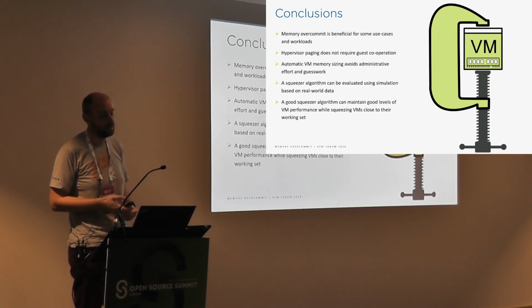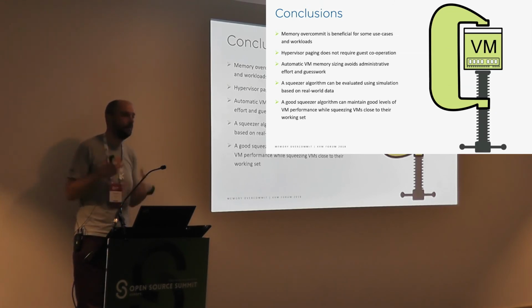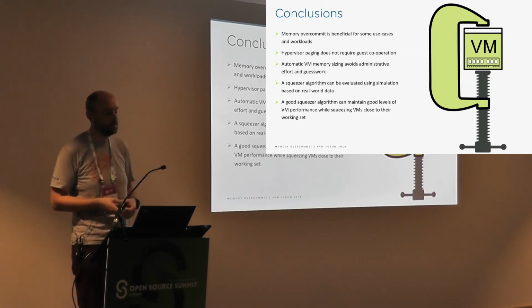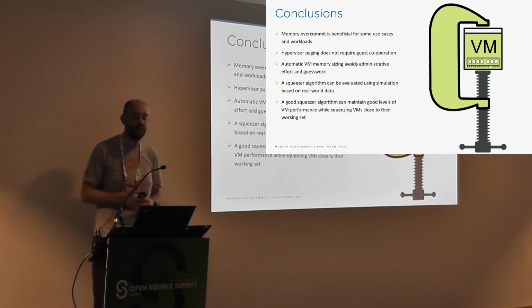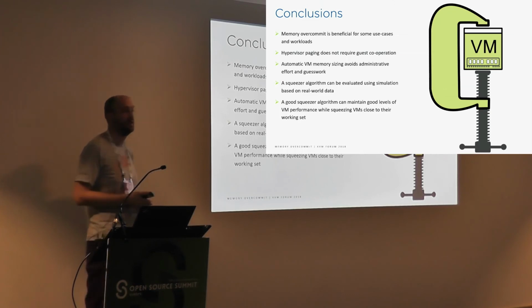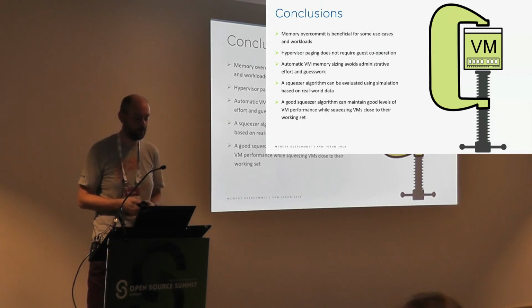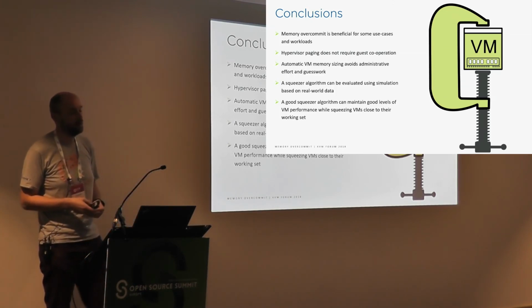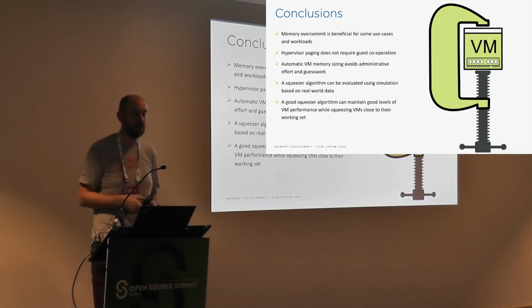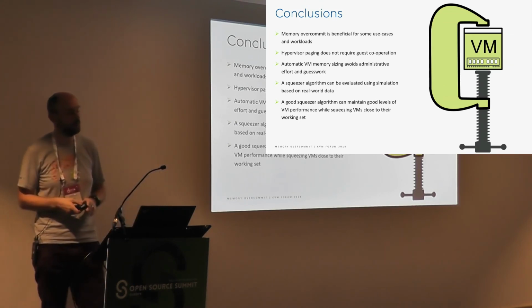Automatic VM memory sizing is beneficial because it can avoid administrative effort, guesswork, and needing to fix up problems. We've shown that a squeezer algorithm can be evaluated using simulation that's based on real-world data that we've monitored from real guests. And finally, we believe that a good squeezer algorithm can maintain good levels of VM performance whilst squeezing VMs close to their actual working set.